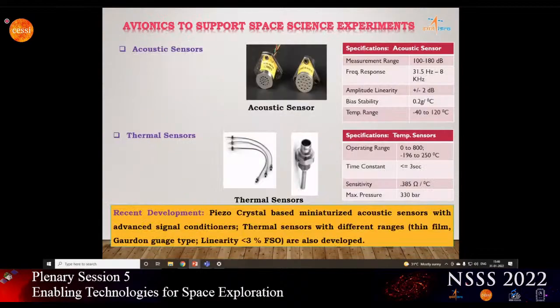We see some of the features of the acoustic system, acoustic sensors as well as thermal sensors, which are recently developed by our VSSC team and other ISRO centers. You can see the measurement range, even 100 to 180 dB. The OSPL level we can easily measure in the real-time environment, and the frequency response is also customizable. They have programmable electronics available with the sensor.